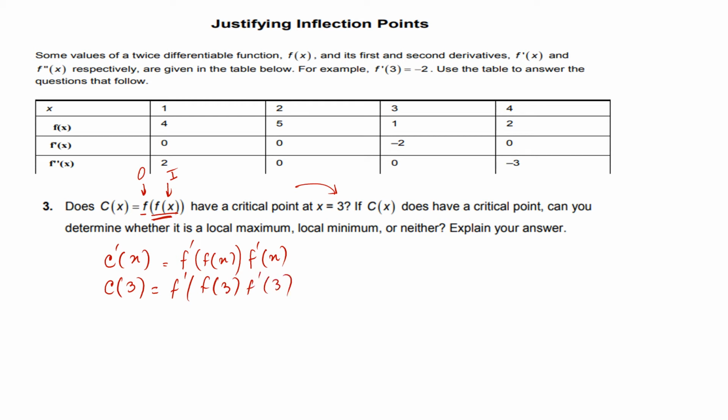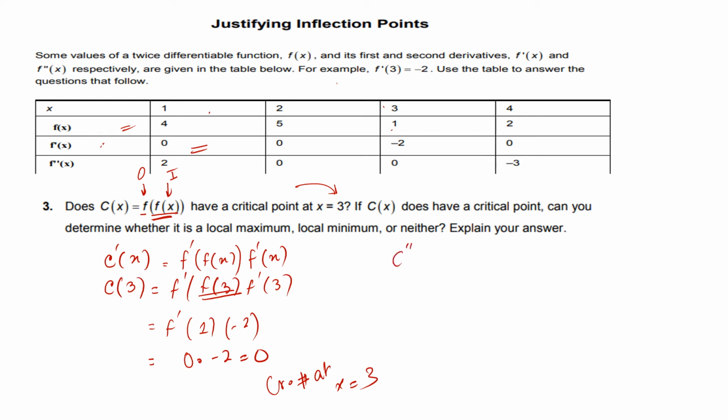Now check with the help of the table. So here f of 3 is equal to 1, and then f prime of 3 is negative 2. Okay, now f prime of 1 is what? f prime of 1 is 0. So 0 times negative 2 gives you 0. So yes, you have a critical number at x equals 3.